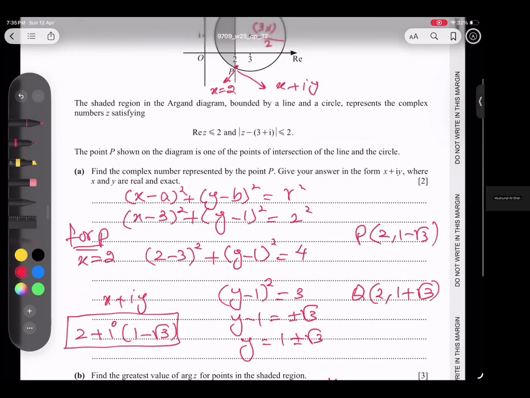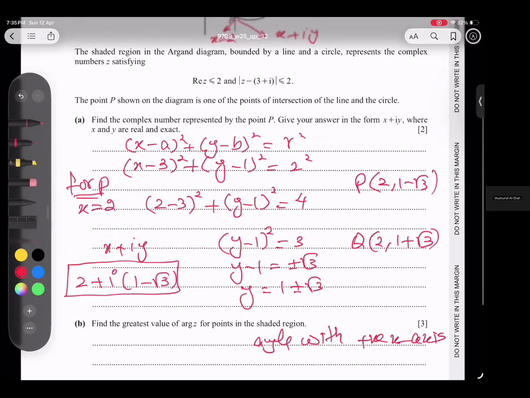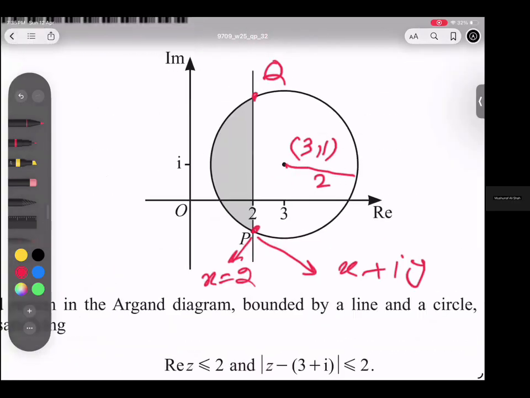So which point has the maximum? Check it, students. Let's try to elaborate. Is this the shortest angle? Not at all. Does this point have the shortest angle? Not at all. What about this point? No, a bigger angle. So which point? This point has the largest angle.